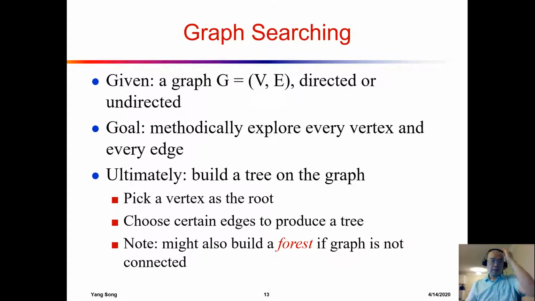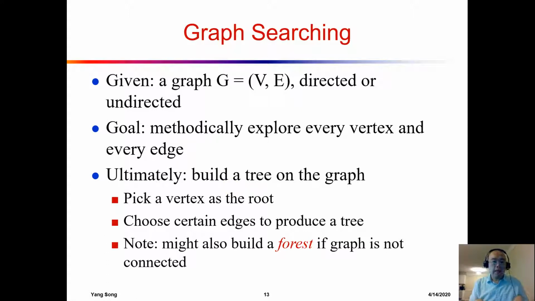So the next task we want to talk about is graph searching. For this search, we have multiple goals, and we can accomplish all of them together. So we are given a graph G, which is a collection of the vertices plus a collection of the edges. And it doesn't matter if it is directed or undirected, okay? Our goal is to explore all the vertices and all the edges, and ultimately we also want to build a tree based on this graph.